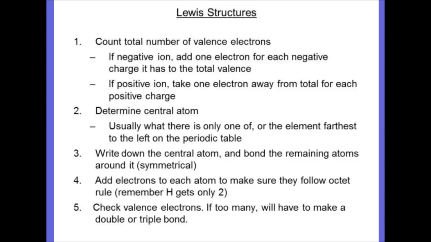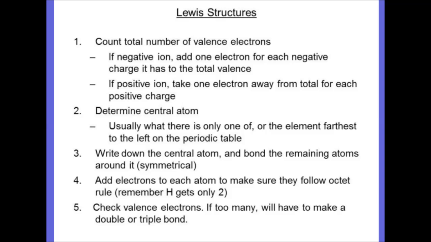Okay, let's take a look at rule number 1. The first thing we're going to do is count the total number of valence electrons. That means you look at what group that element is in and you write down its valence electrons. And then we're just going to add all of them up. So we're just going to get the total. Now, if we have an ion, and if it's a negatively charged ion, so if it's an anion, you're going to add 1 to the total number of valence electrons for every negative charge that there is. If it's a positive ion, you're going to take 1 away.